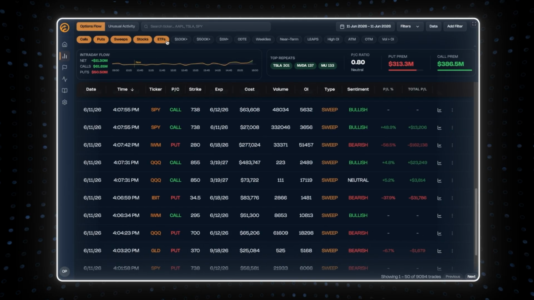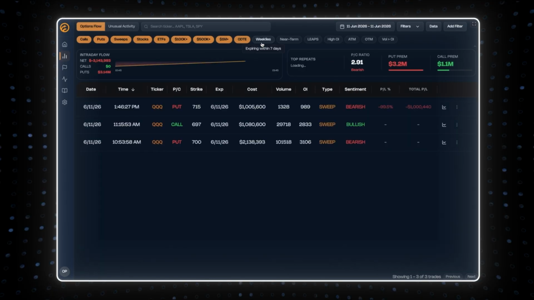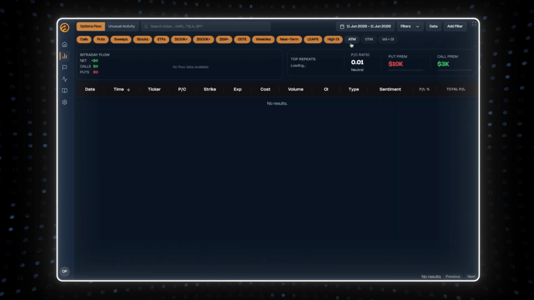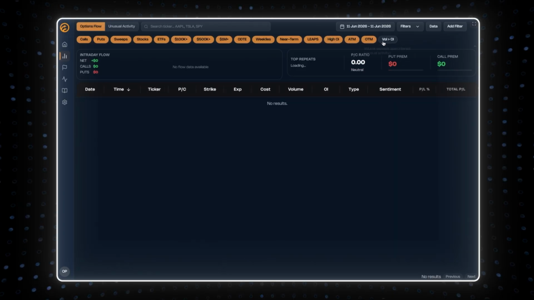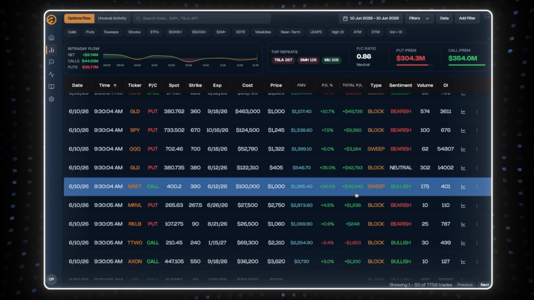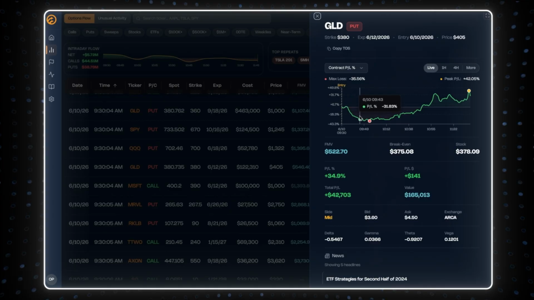You can find bullish activity, bearish activity, unusual options activity, short-dated contracts, aggressive trades, volume surges, and repeat activity. This helps you focus on trades that may matter most, without getting overwhelmed by every single order coming in. When you find a trade you want to understand, you can click into it for a deeper view.